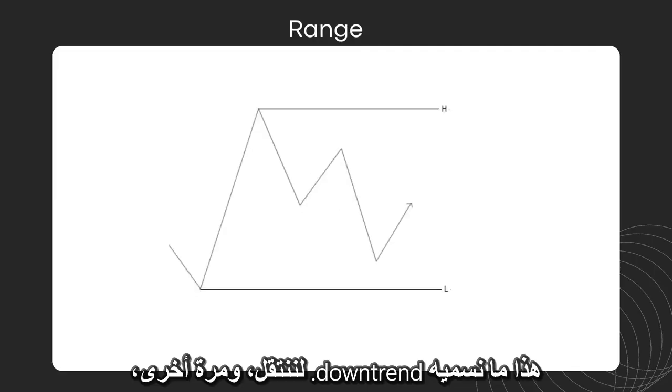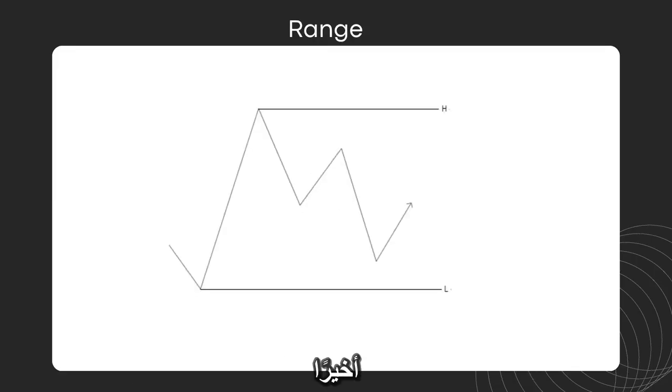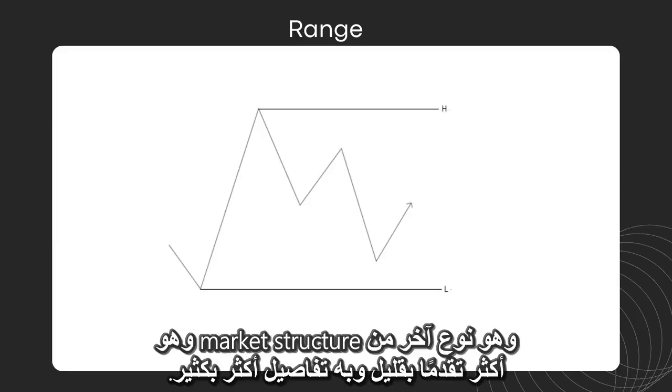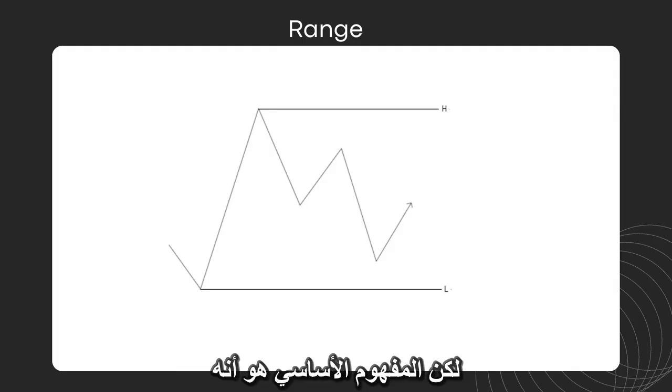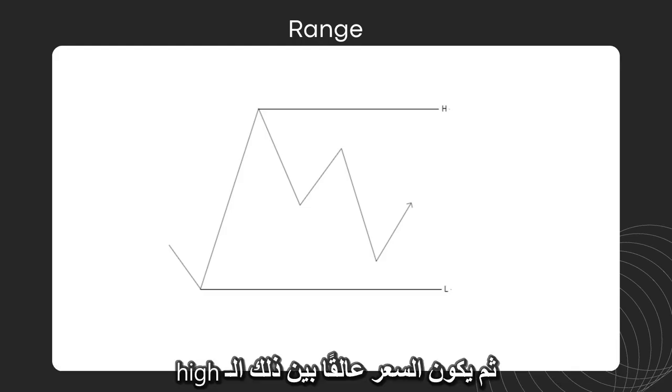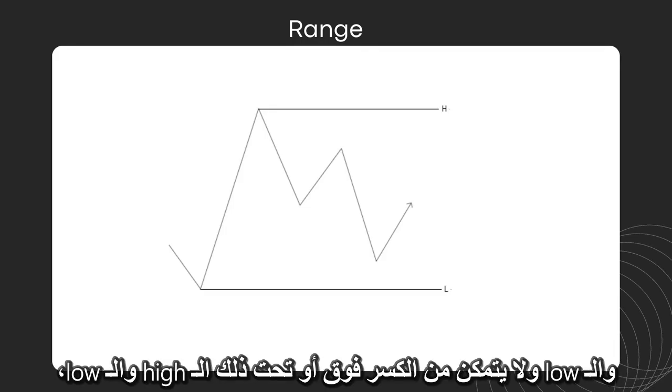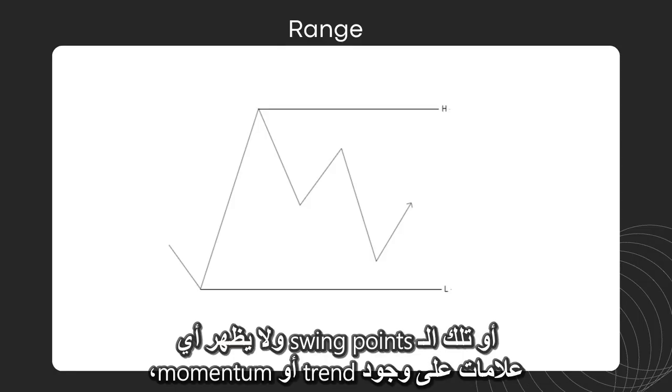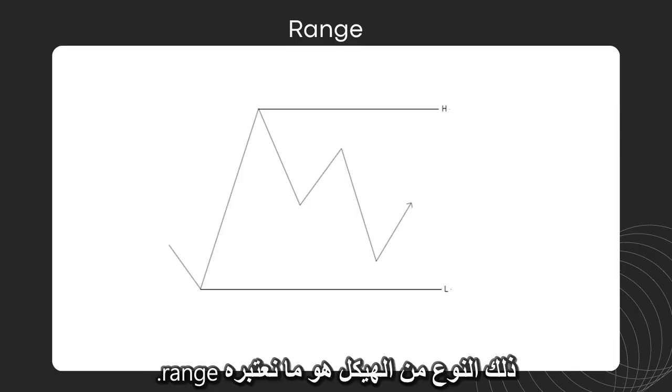Moving on. And again, last but not least, we've got a range, which is another type of market structure, and it's a bit more advanced and has much more details. But the core concept is that when price forms two significant points, in the form of a high and a low, and then price is stuck between that high and low, and it isn't able to break above or below those swing points, and it doesn't show any signs of a trend or momentum, that type of structure is what we deem as a range.